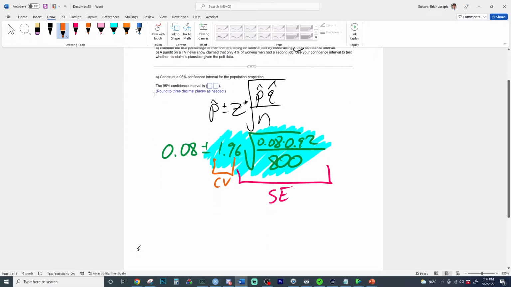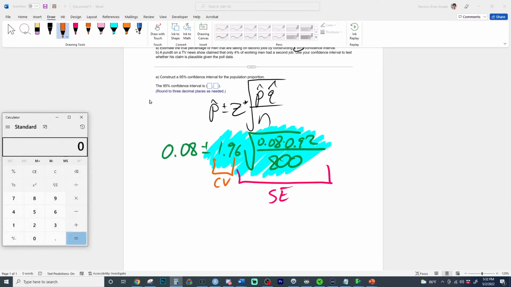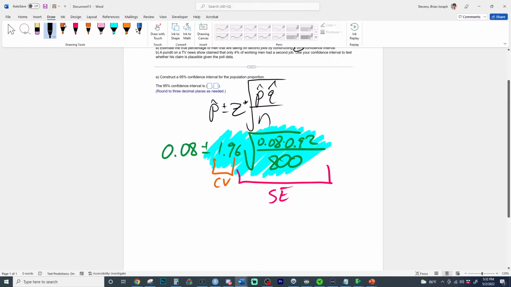Okay, let's solve this. I usually solve for the margin of error first. Margin of error is 0.08 times 0.92 divided by 800. I think everything went right. Times 1.96. And that's almost 2%. It's 1.9. So I think we should be good. I re-express my interval then as the following: 0.08 plus or minus 0.019. And we're just going to add and subtract that.